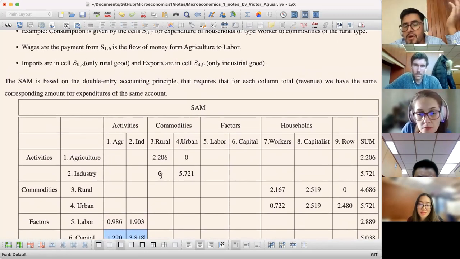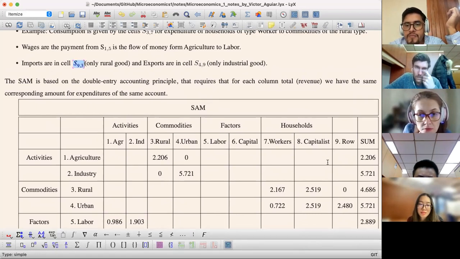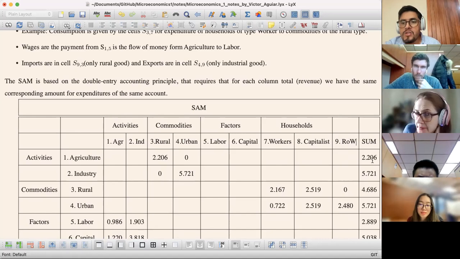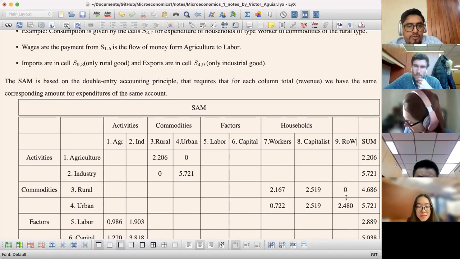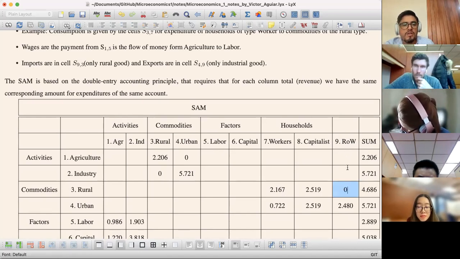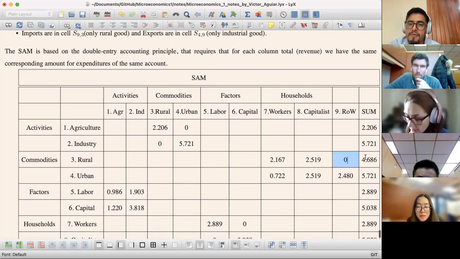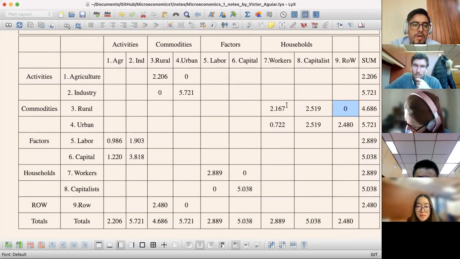Okay, and then you can essentially keep studying the other ones. So for instance, one that is very important here is imports. So imports are cell 9.3. So this is rest of the world, right? ROW. So in fact, let's do it like this, rest of the world. And then the payment of this to account 3, right, is essentially what the rest of the world is buying from rural, right? And then essentially you can have the opposite, right? So remember, payments here are from columns to rows.